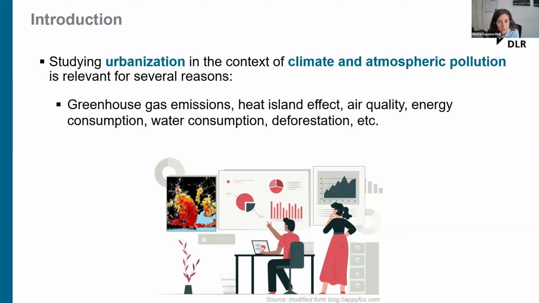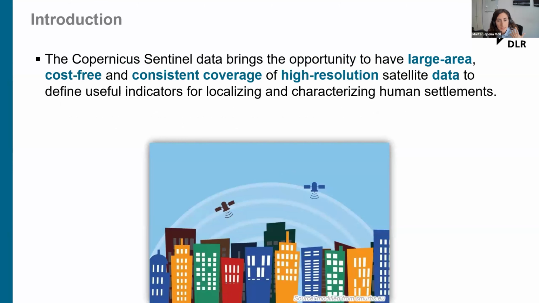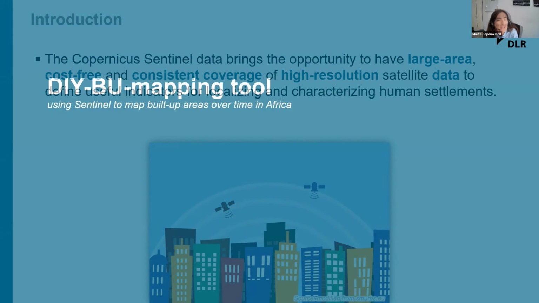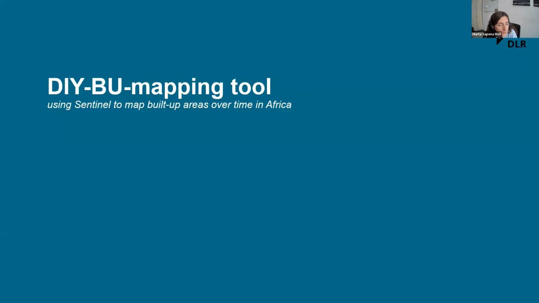However, most of the countries in Africa lack this kind of data. So that's why we created this tool that uses Copernicus Sentinel data, because it brings the opportunity to work on a large scale, is free of cost, and has consistent coverage and a high resolution, and we use this to define indicators to characterize human settlements. So now I will show you how this tool that we developed works.